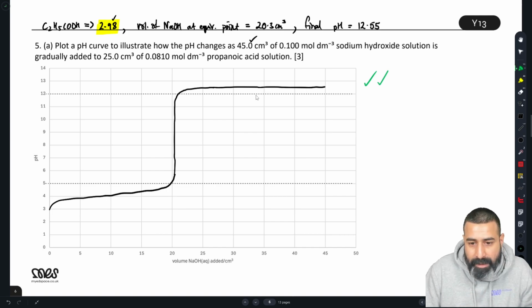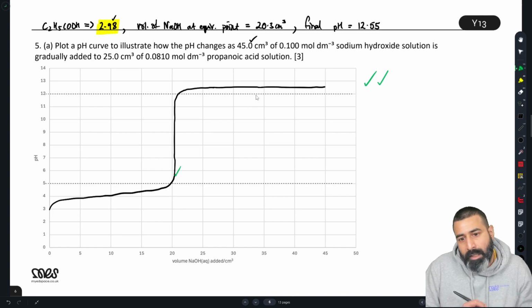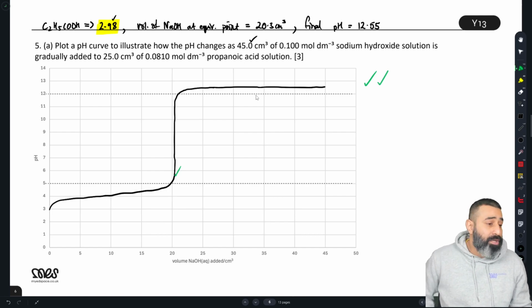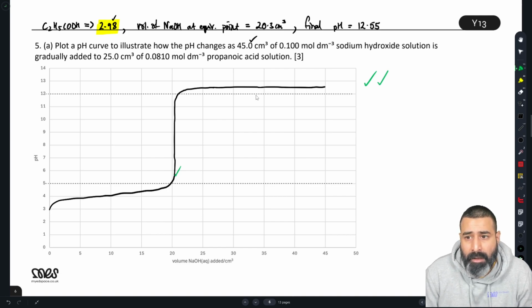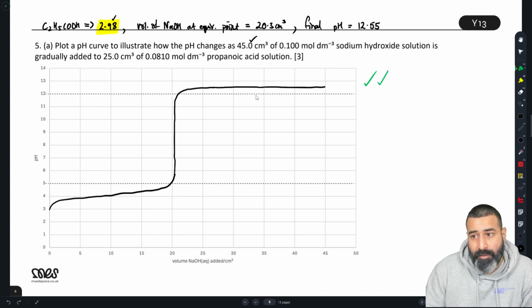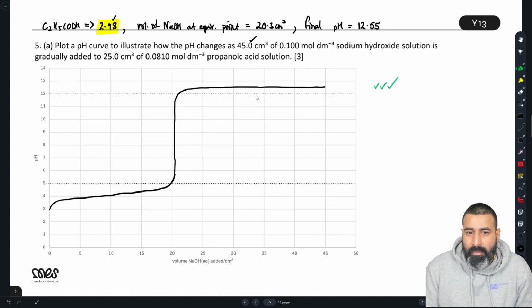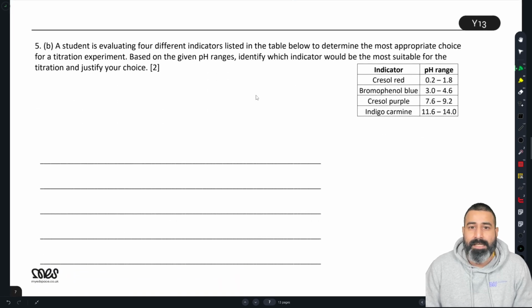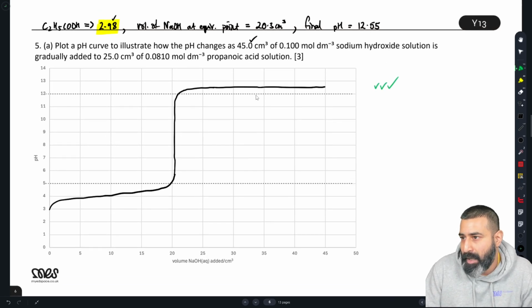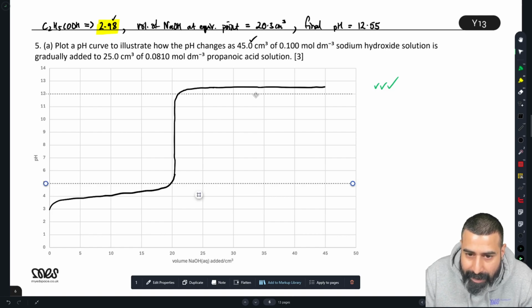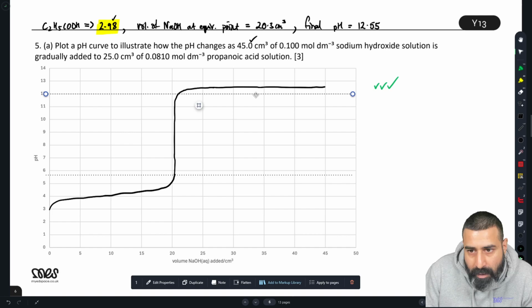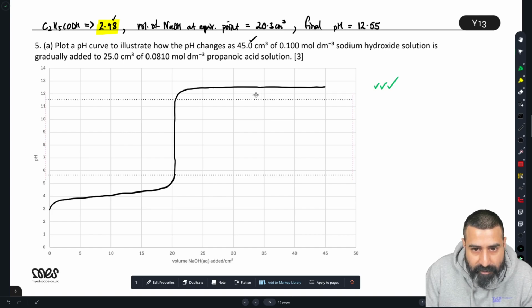Okay, so the third mark is coming for correctly relating the equivalence point to the calculation, so it should be at 20.3. Okay, sorted. So that's just for 3 marks, okay? Done. Nice question, I like it. And then a follow-on from this is, well, what indicator should we use for this titration? Well, rather than being biased by the question, we want the indicator to change color in this middle section, okay? In this vertical section. So that's where we want the indicator to change color.